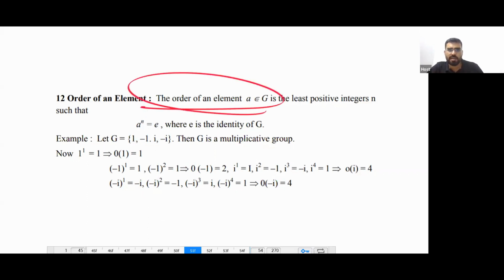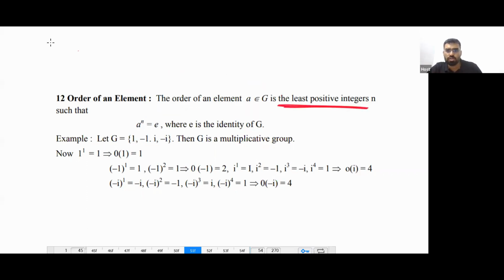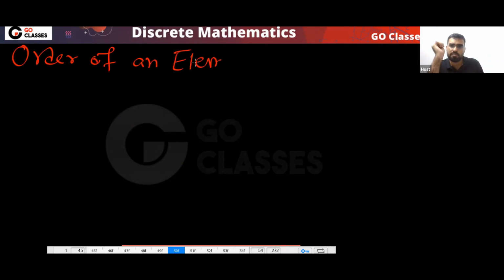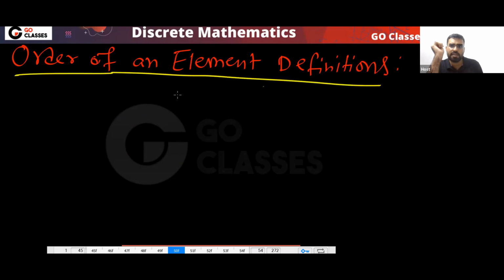What is the order of an element? That is the least positive integer such that you will get the identity element. This is another definition of order of an element. So we have two definitions now. Remember the order of an element definitions.